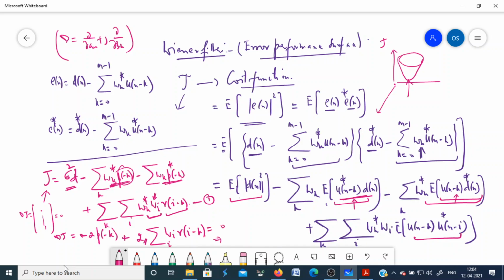If you equate this to 0, you get the same equations: the summation of w_i r of i minus k is equal to p of minus k, which is one of the equations. Or you can put them in a more compact matrix form, w is equal to r inverse p.